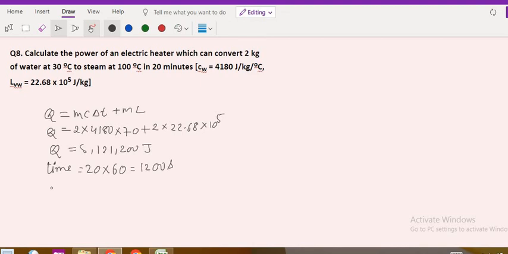So my power is equal to the amount of heat per unit time. Heat is 5121200 divided by 1200, so I would be losing these zeros from here. If I calculate it, I'm writing the answer in kilowatt, you also solve it, it would be around 4.267 kilowatt, that is 4.267 into 10 to the power 3 watt.